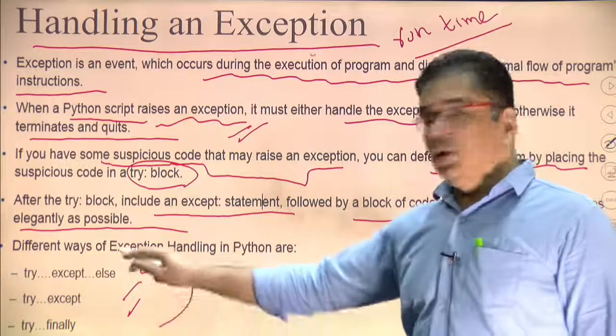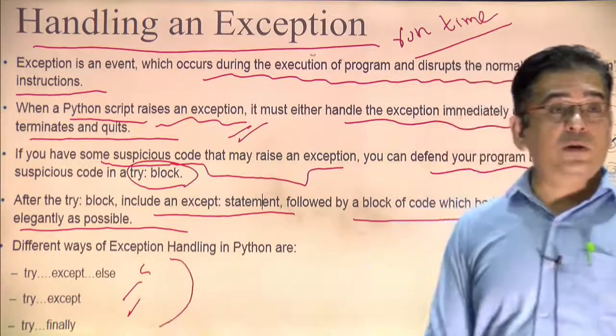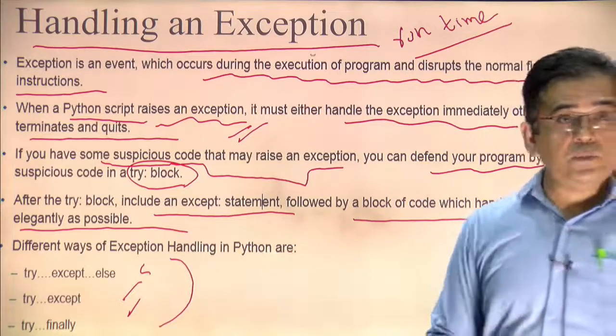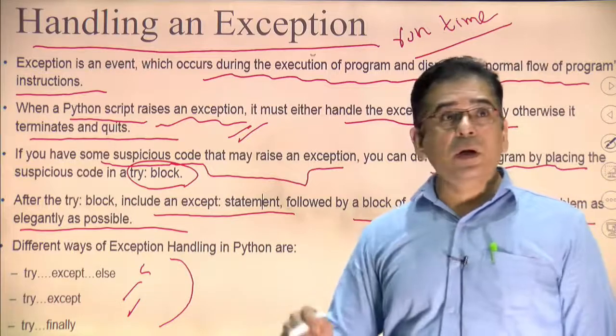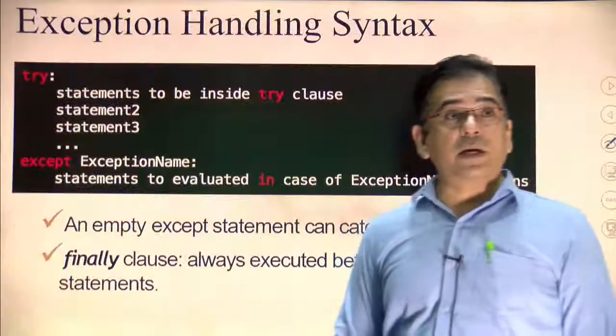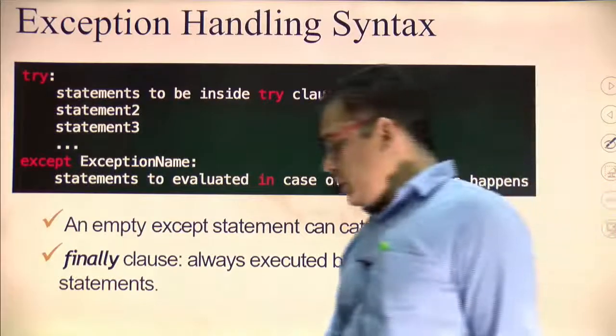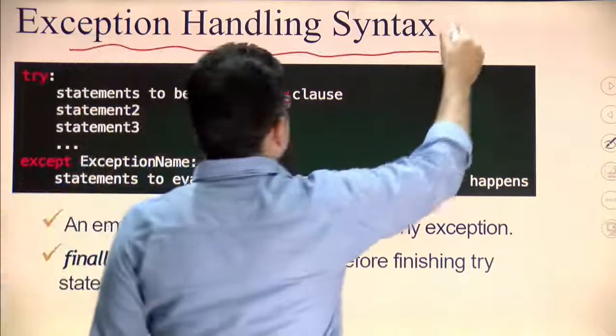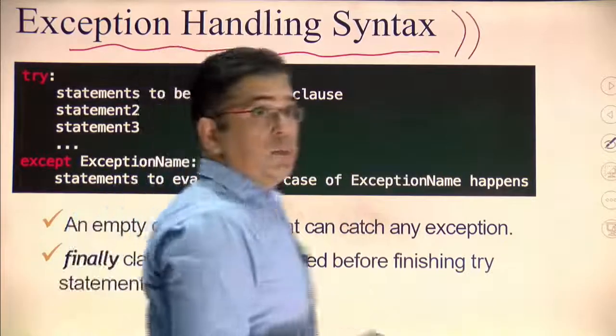Today we'll discuss all these three kinds of Python's exception handling mechanism: try, except, else; try, except; and try, finally. But before that, I'll tell you the syntax. This is the exception handling syntax. You need to remember how to write the exception handling syntax in Python.